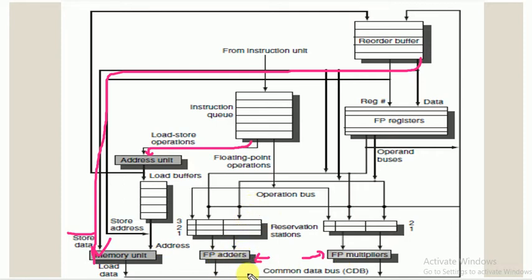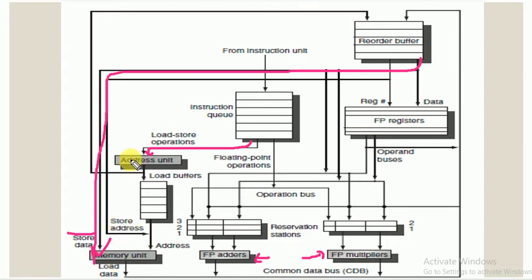Then the units will produce a result, and the result is given to the common data bus, through which it will go back to the reservation stations, and it will also go to the reorder buffer, through which it comes to the floating point register, because the temporary results will be stored in the reorder buffer. Then later at the final stage it will be committed, and only then is the result stored into the register or into the memory address.